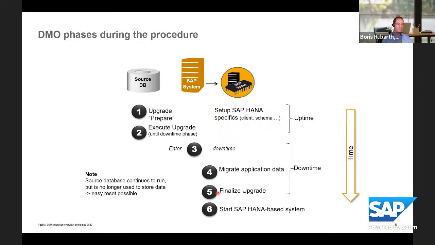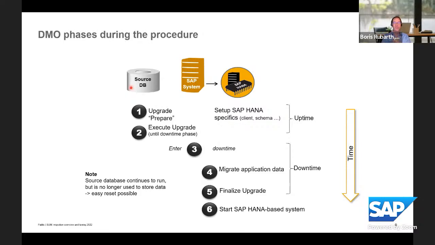The note here says the source database as such continues to run. So as long as we are still in the procedure, the source database is there, it's up and running. There are no end users working on the system, of course, because they would need an application server for that. It's up and running, and so it's an easy fallback to return to that.